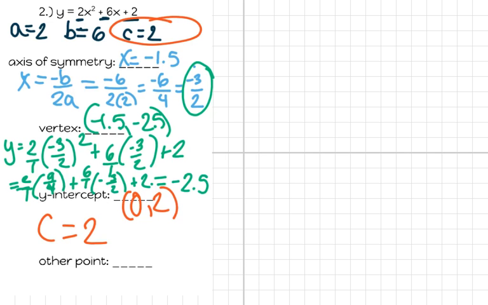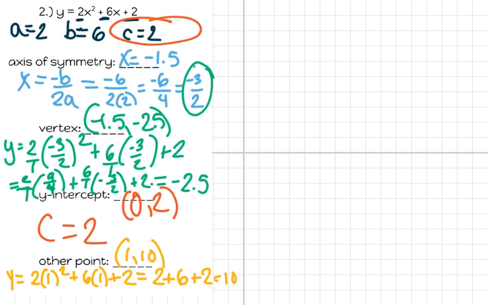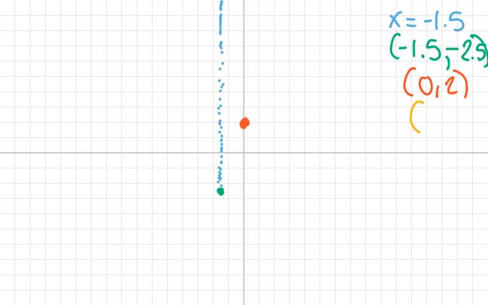So let's just go back to the previous slide and plug that information in. If I choose positive 1 and solve for y, it's y equals 2 times 1 squared plus 6 times 1 plus 2. So 2 times 1 squared is just 2, plus 6 times 1 is 6, plus 2, so it would be 10. So that means the point is at 1, comma 10. So my other point is at 1, 10, so you can go ahead and plot that. It's all the way at the top.